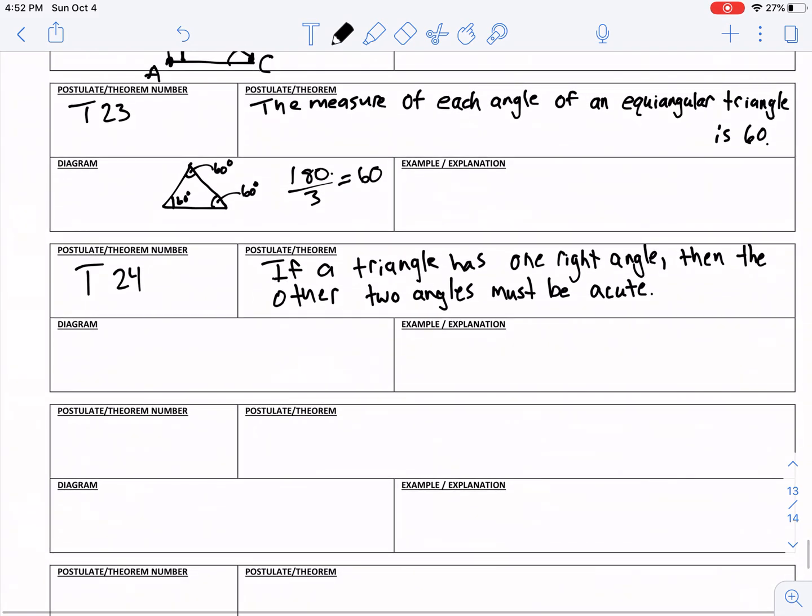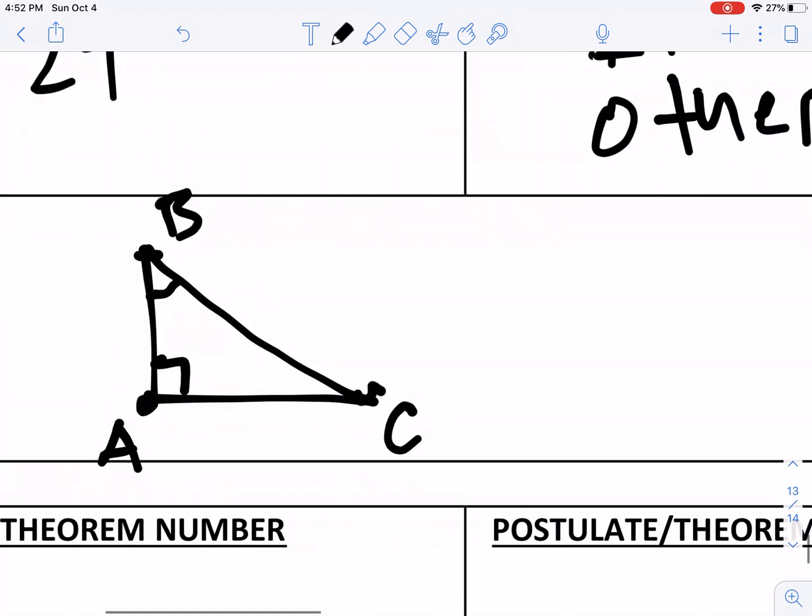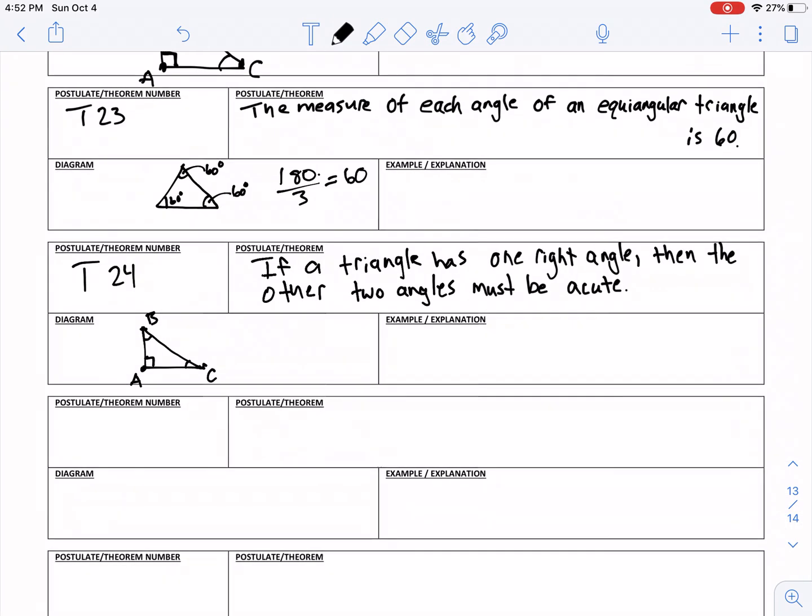So if a triangle has one right angle, then the other two angles must be acute. Why? Because again, all the angles have to add up to be 180. Okay, so they're saying if I have this right triangle here, this is A, this is B, and this is C, then angle B and angle C have to be acute because, again, angle B plus angle C has to add to be 90 so that when we add it to our right angle, we get 180 degrees. Okay?